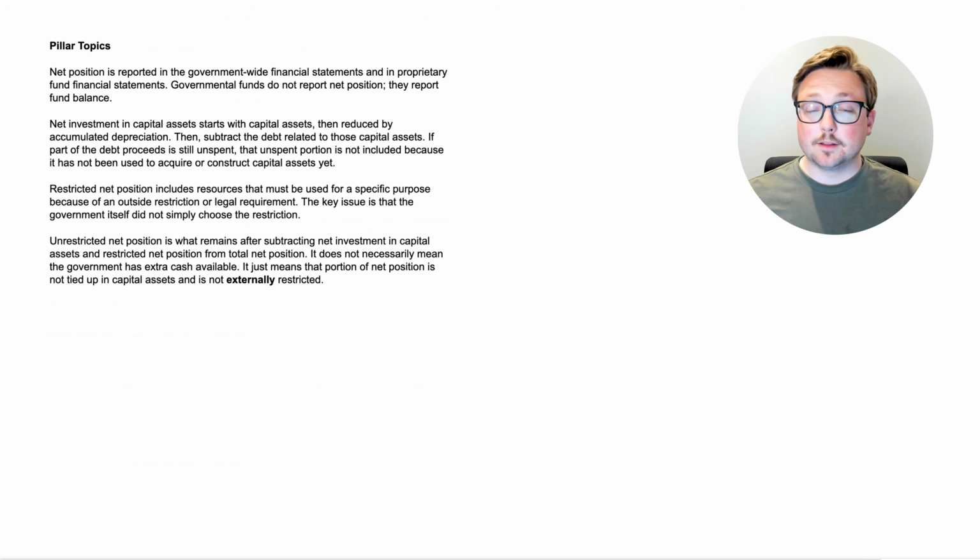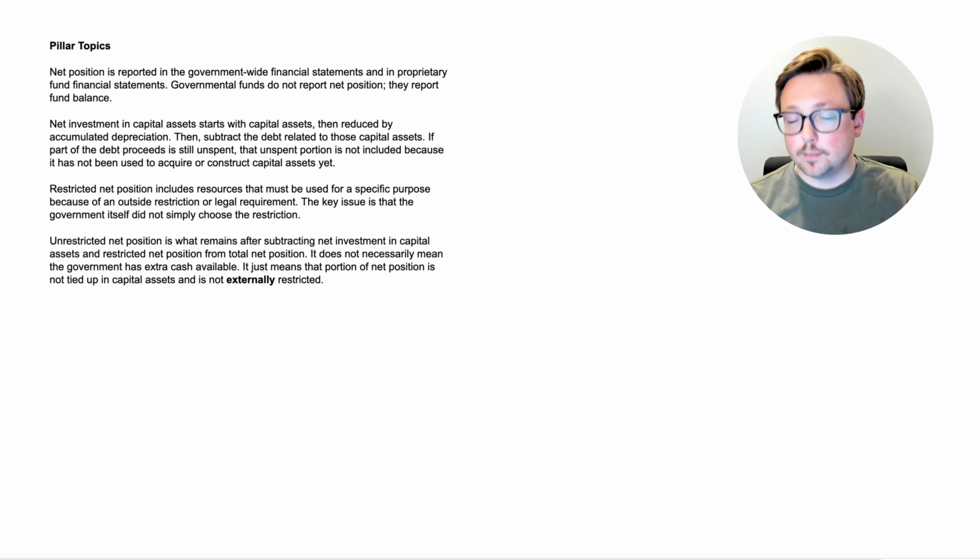All right, here we are at the pillar topics. Again, this is kind of a summary, just the key points that we were supposed to understand from doing those questions. So first off, net position is reported in the government-wide financial statements and in proprietary fund financial statements. It's also technically in the fiduciary fund financial statements, but it's looked at a little bit differently there. It doesn't have the same three pieces that we just talked about in this video, so that's why I didn't talk about it here. So again, think about government-wide financial statements and proprietary fund financial statements when we're talking about these three pieces of net position.